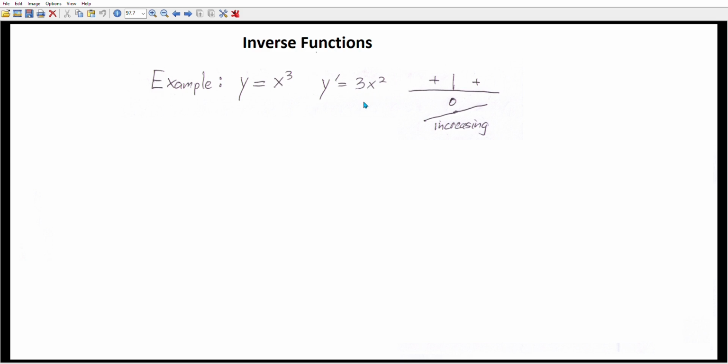However, if you chart this, you'll discover that 3x squared is positive when x is less than 0 and positive when x is greater than 0. So even though there's a critical point, this is an increasing function because it goes up to the critical point and then goes up away from the critical point.